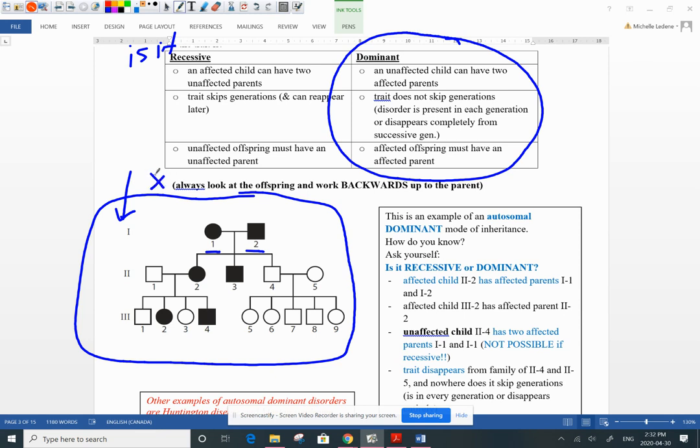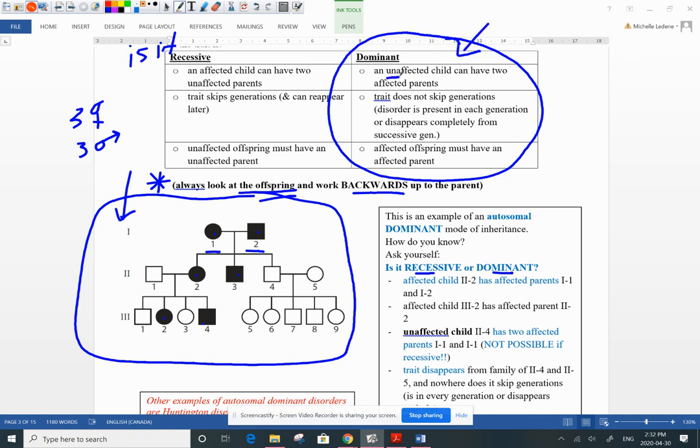Again, we begin by looking at the offspring, and you work backwards and look at the parents. So I look through here and I see an affected female, female, female, male, male, male. It's about equal. There are 3 females that have this trait, 3 males that have this trait, but that doesn't help me decide, is it recessive or dominant? I have to decide by using this criteria.